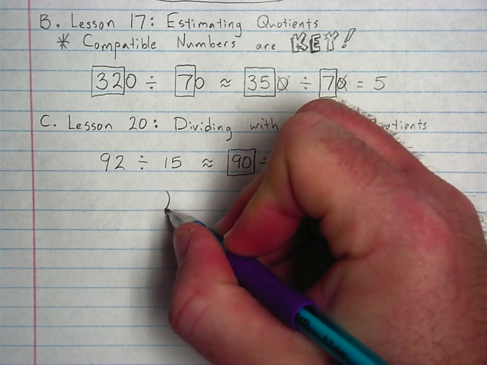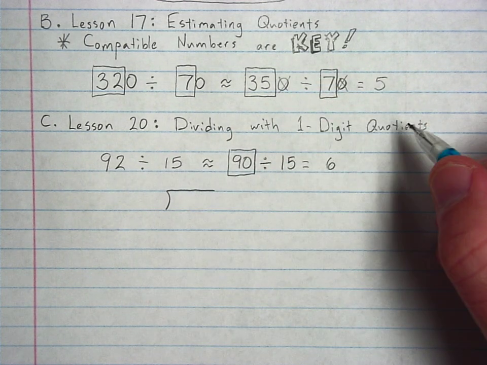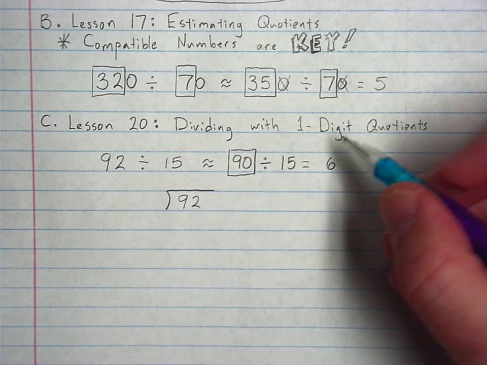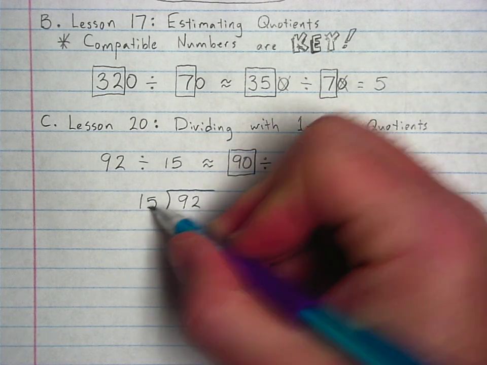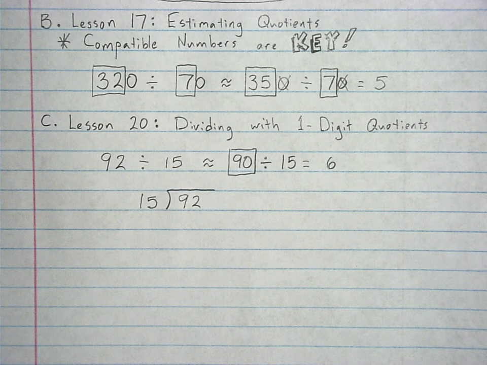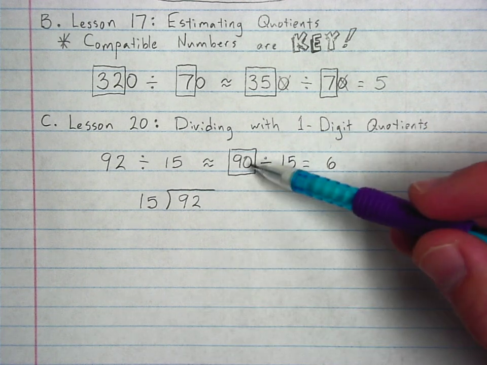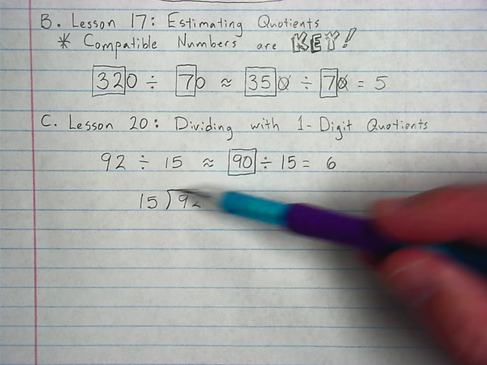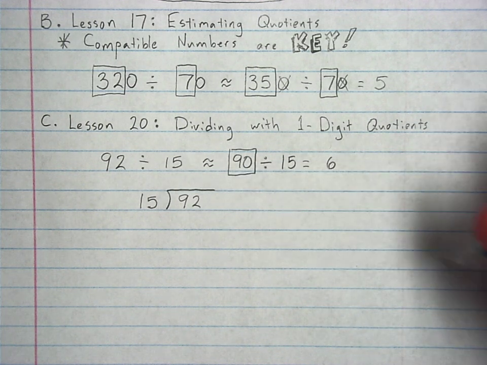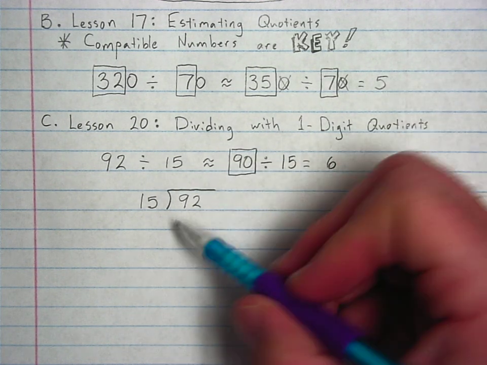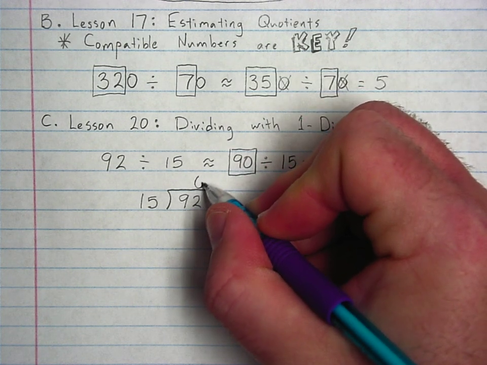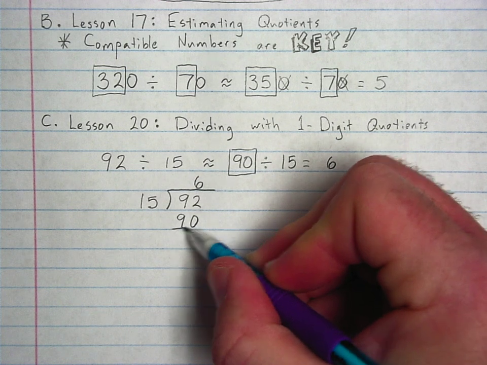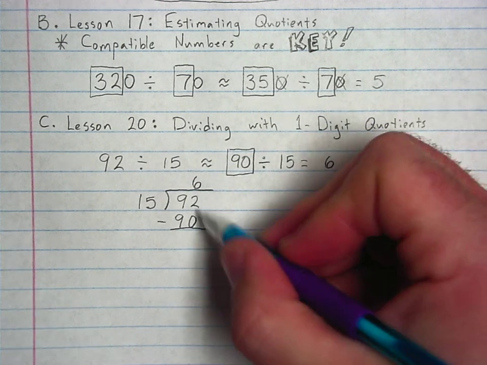We'll go ahead and draw our division hut. We'll put the real numbers in, 92 divided by 15. Now, I used estimating to figure out that this should go in about 6 times. Well, if 6 times 15 is 90, that actually is a little less than this. 6 times 15 is 90. So I can just write that.